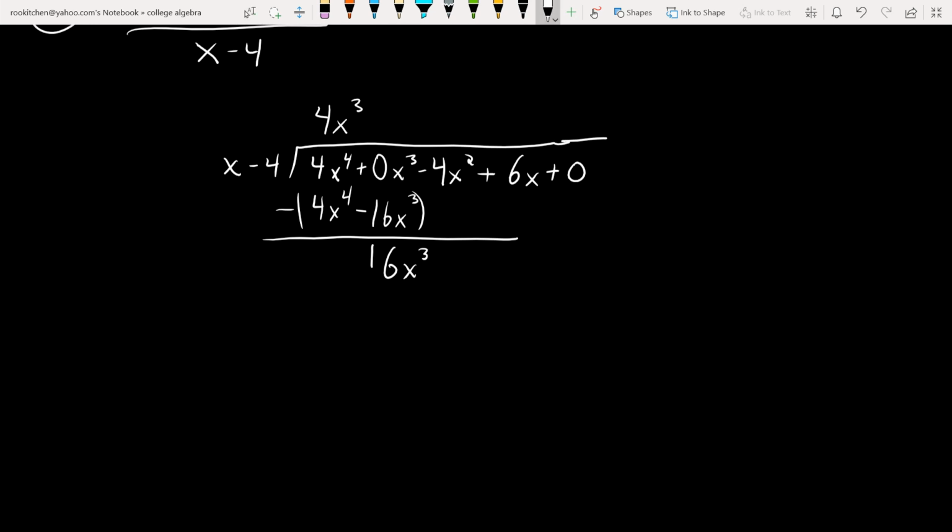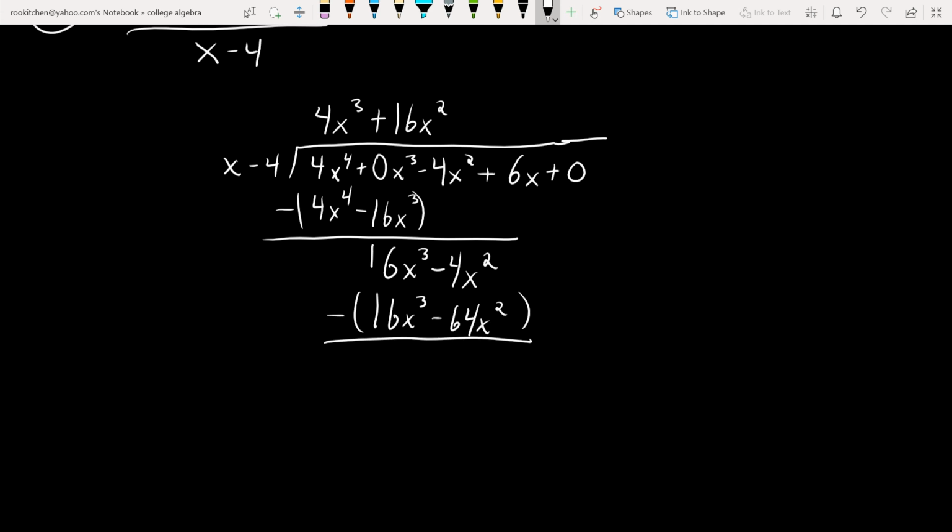Sorry, I don't know why that thing keeps flopping in there like that. Let's bring down the next term, negative 4x squared. So what times x is 16x cubed? Well, 16x squared, right? So 16x squared times x is 16x cubed. That'll take care of that term. And then 16x squared times negative 4 is negative 64x squared. So the 16x cubed will cancel, and then negative 4x squared minus negative 64x squared is going to be 60x squared.